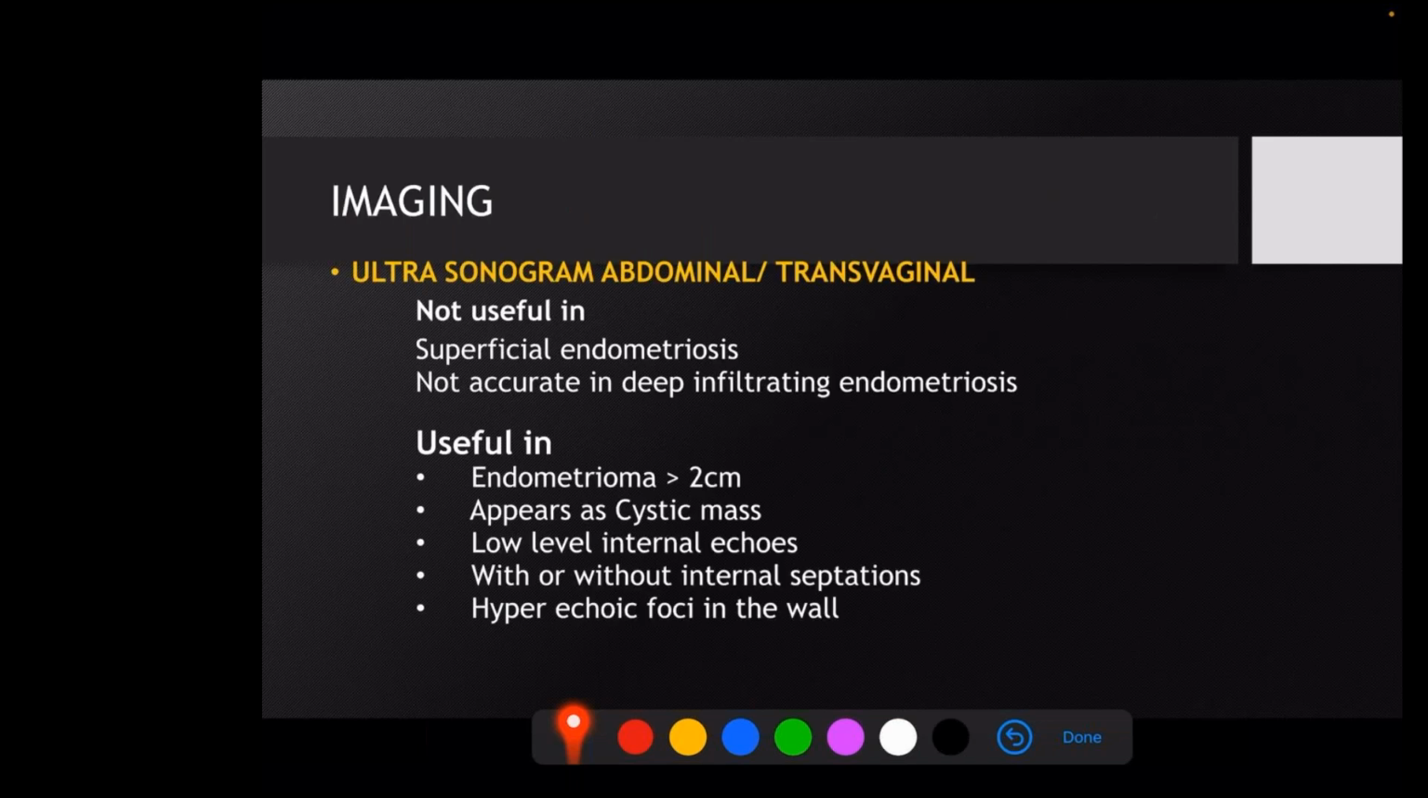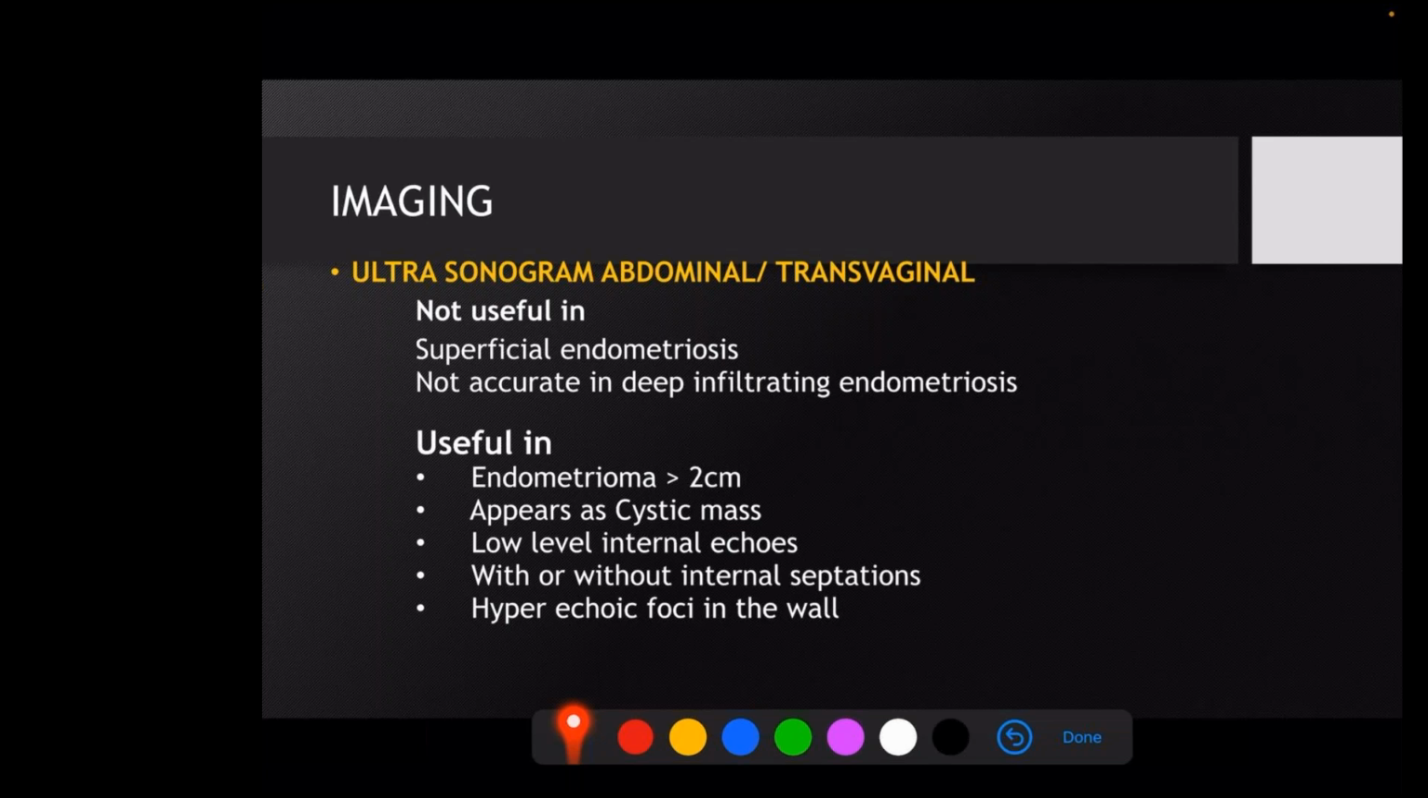The next area is imaging: ultrasonogram and MRI. Imaging is of limited value in the diagnosis of endometriosis, except in ovarian endometrioma. Ovarian endometrioma more than 2 centimeter size can be diagnosed on transvaginal ultrasonogram and appears as a cystic mass with a low level internal echo with or without internal septation or partitions. On ultrasonogram, we will get the result, the septations, hyperechoic and septated or the like.